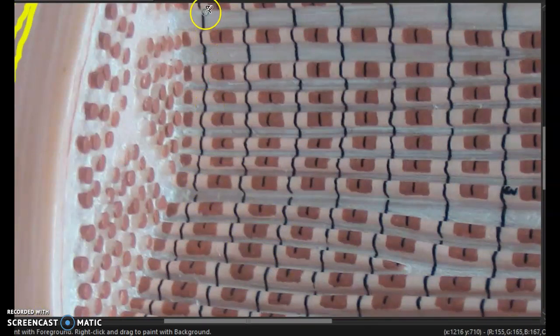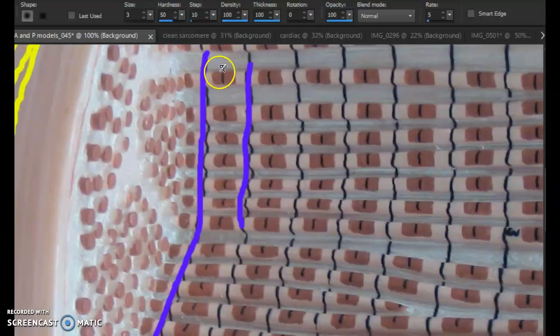This is the Z-disc right here. Don't worry, we'll get a better sarcomere. That's the Z-disc right there. We have the M line right here. There's the M line. We have the myosin right there. We have the actin right there. So this right here would be the I band. And then this right here would be the A band. So that's the inside of the skeletal muscle.